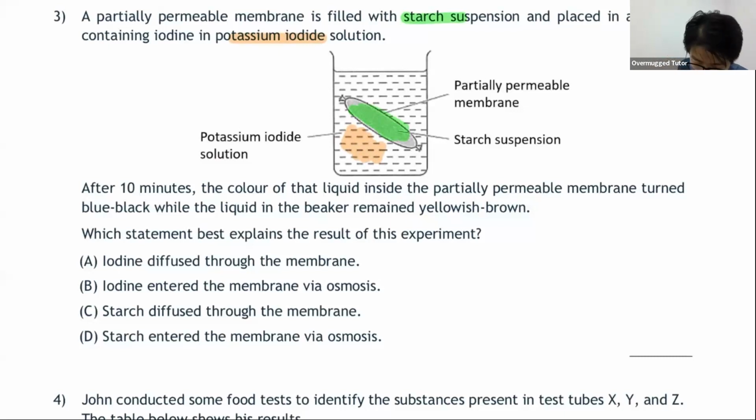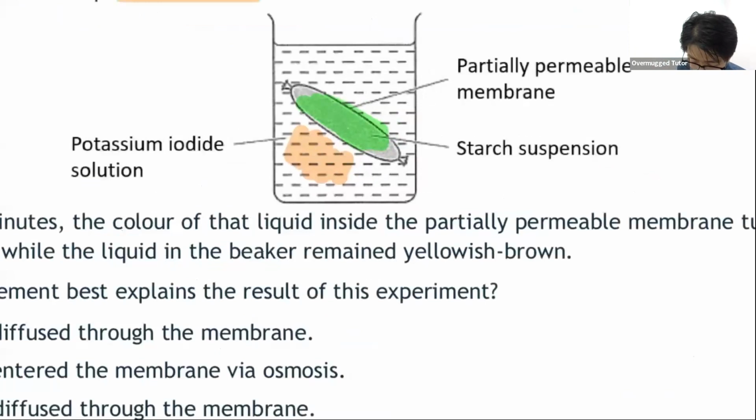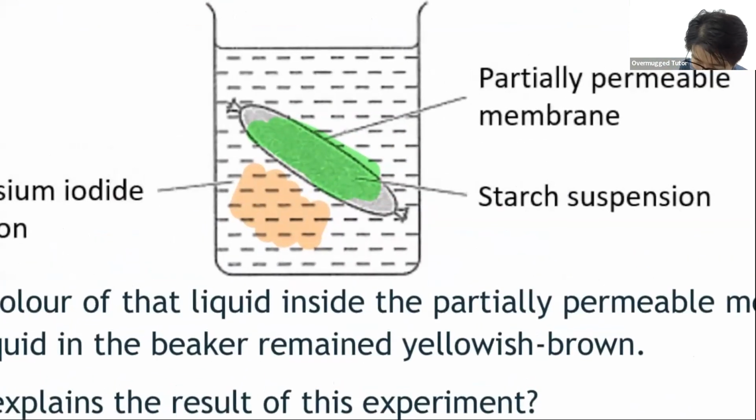Look at the next sentence: the inside of the membrane turned blue-black. Inside was only starch, outside was iodine. This tells me that iodine entered. That's why the inside now has starch and iodine, and therefore you have that color change. Did the outside change color as well?